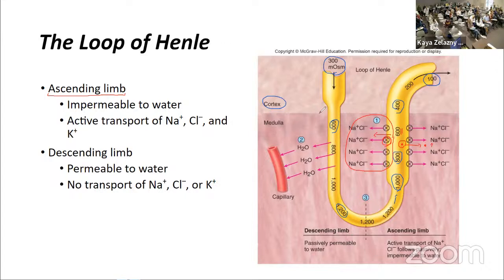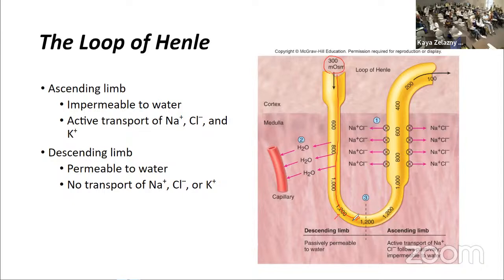In the descending limb, the part where the fluid is traveling first, we have our descending limb starting with fluid at 300 milliosmoles. We can see that it's increasing in osmolarity here, right? So this number of the fluid is getting higher and higher and higher. That descending limb is permeable to water. So permeable, meaning water can cross the membrane, right? Permeable to water, water can cross that membrane, okay?